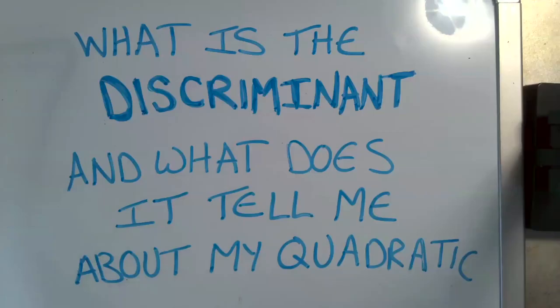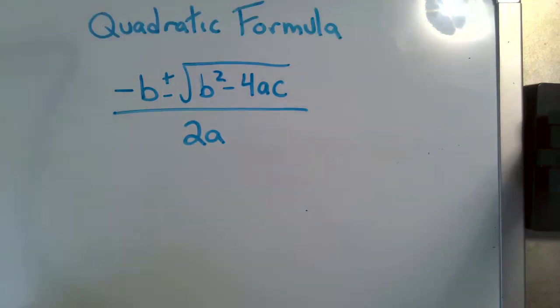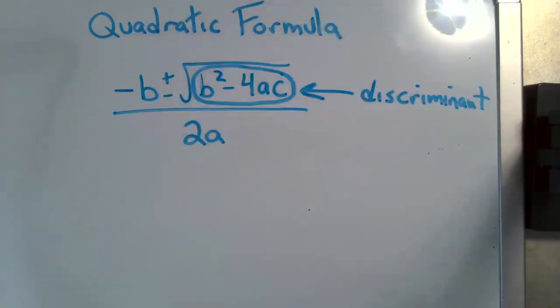Hello. Let's talk about the discriminant and what it tells you about the solutions to your quadratic equations. Well, first, let's tell you what the discriminant is. So what you're looking at right now is your full quadratic formula, and this piece right here is your discriminant. Now, the reason we take a look just at the discriminant sometimes is it can tell us a lot of information about a quadratic equation.